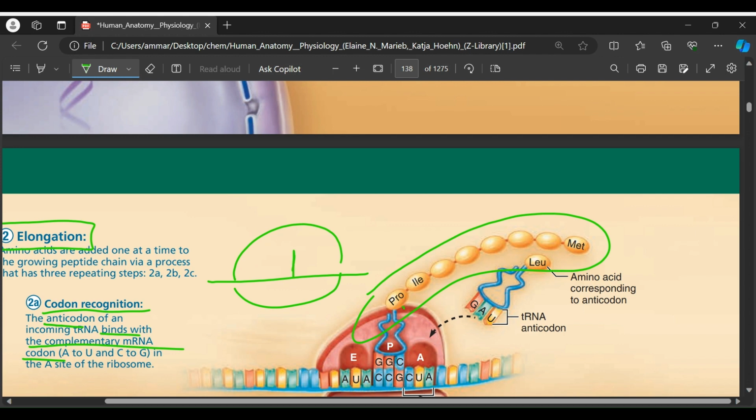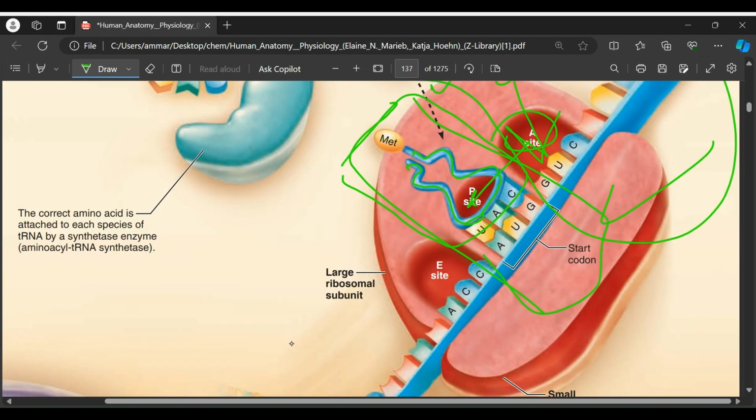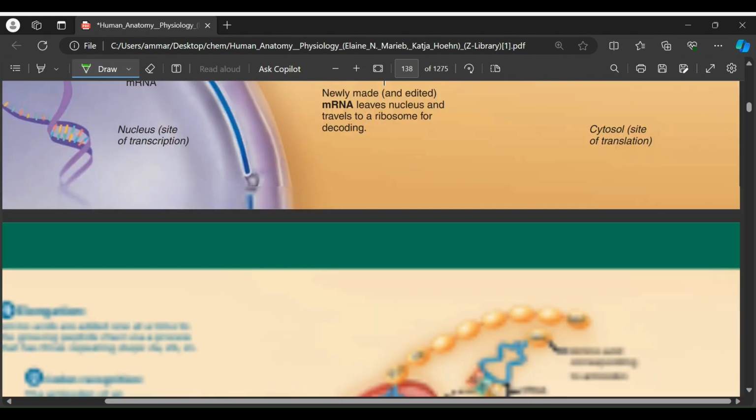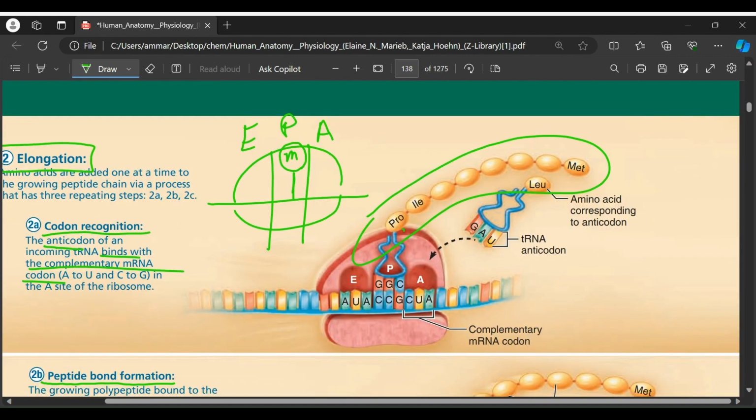This is the tRNA, and this is methionine. It's just a simple drawing. Here we have the P site, here the A site, and here the E site. Okay, so first of all, we have these four things, and then the initiation is over.